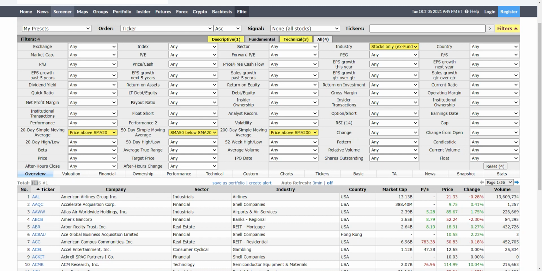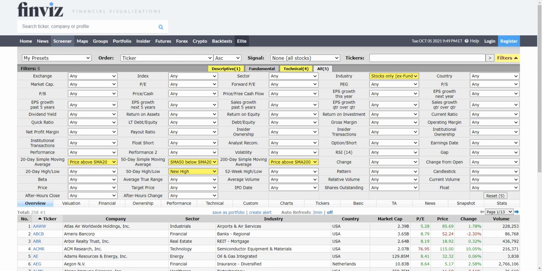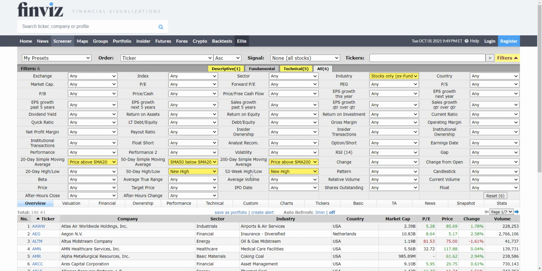So what we want there is the new high. Okay, we want that new high, the fresh high. After that, we want the 52-week high and low. Here, 52 weeks is of course 1 year. We want the new high for the year. So we're going to go ahead and click on that.